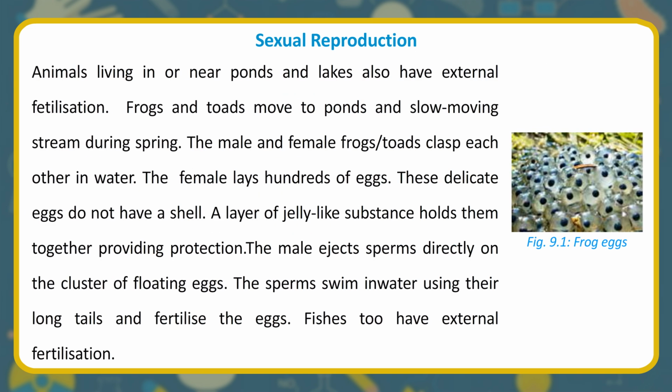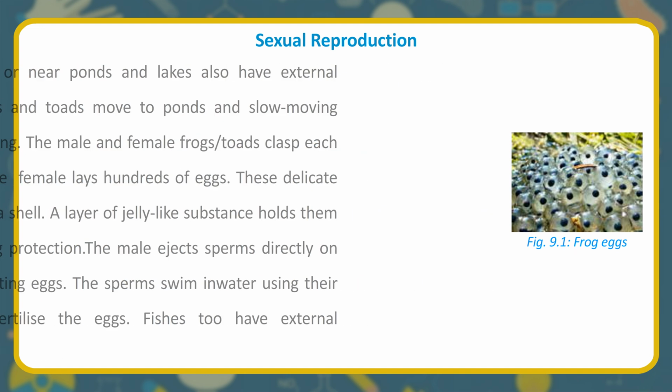Animals living in or near ponds and lakes also have external fertilization. Frogs and toads move to ponds and slow-moving streams during spring. The male and female frogs/toads clasp each other in water. The female lays hundreds of eggs. These delicate eggs do not have a shell. A layer of jelly-like substance holds them together, providing protection. The male ejects sperms directly on the cluster of floating eggs. The sperms swim in water using their long tails and fertilize the eggs. Fishes too have external fertilization.